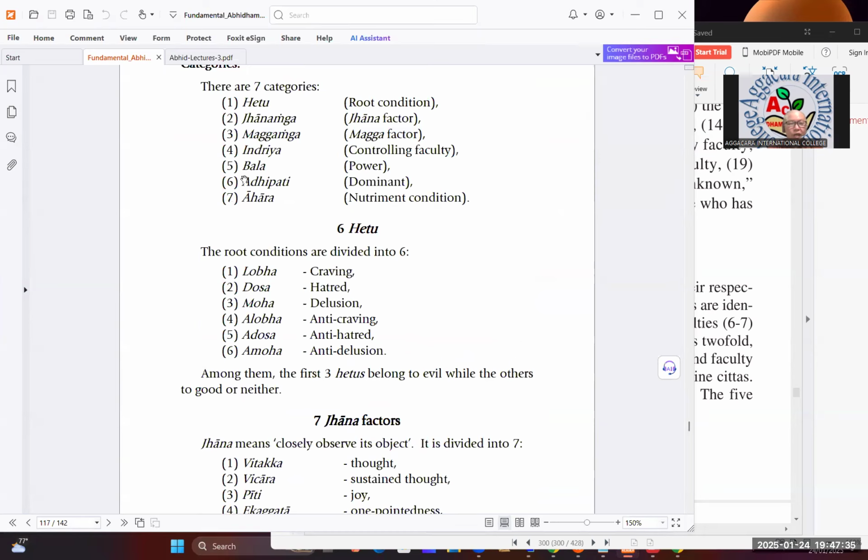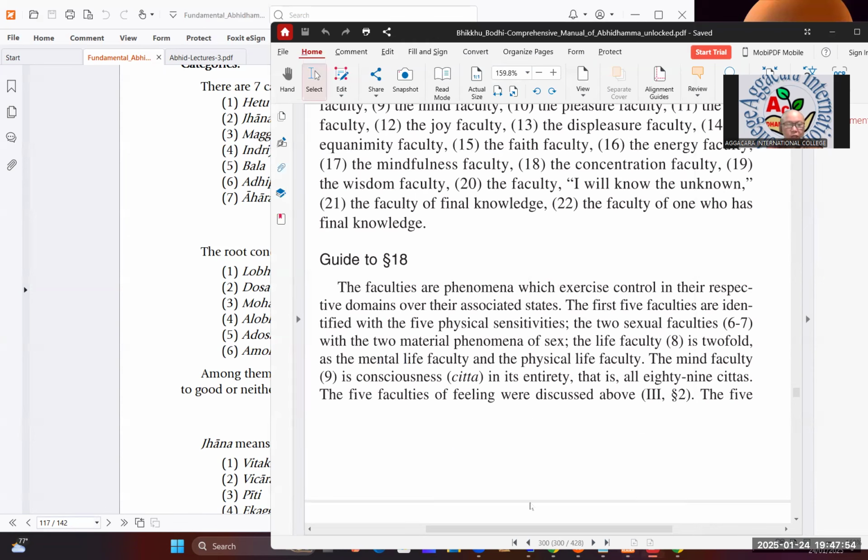So we still have Bala, Adhipati, Ahara. We have not finished this one. When we finish this one, then you see the numbers. We are only half done. We only finished the Hetu, Jhāna, Magga, Indriya. There's something not finished yet. Okay. So we will go for sharing of merits.